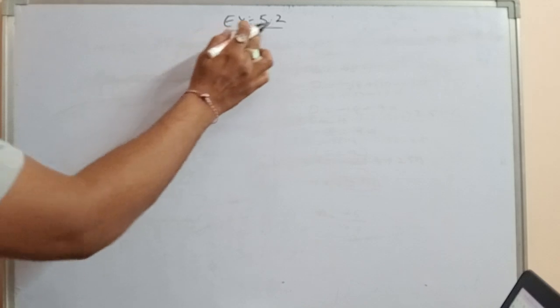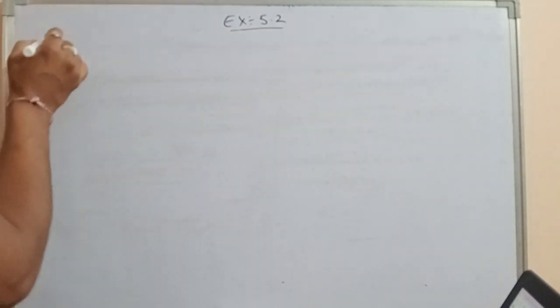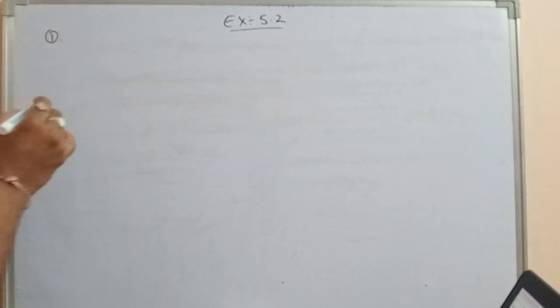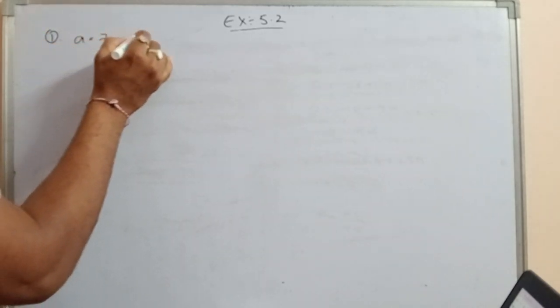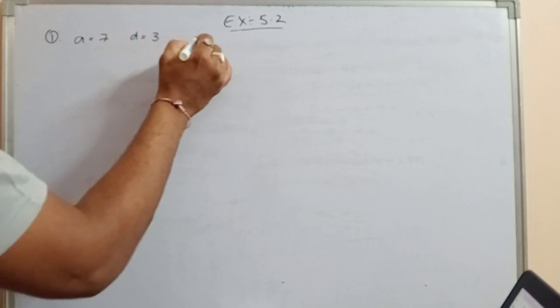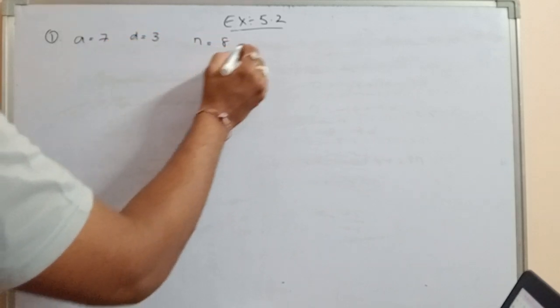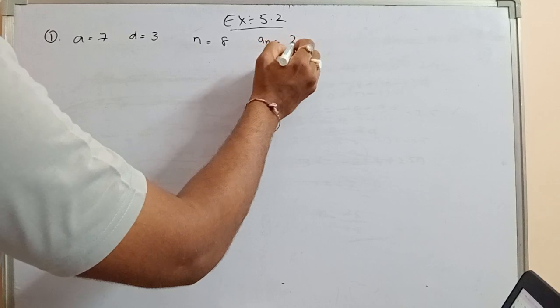So exercise number 5.2, first problem. It is given the value of a is equal to 7, the value of d is equal to 3, and the value of n is equal to 8, and we have to find: what is the value of an?